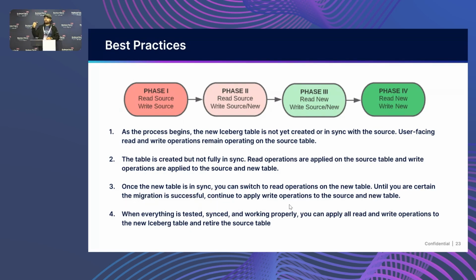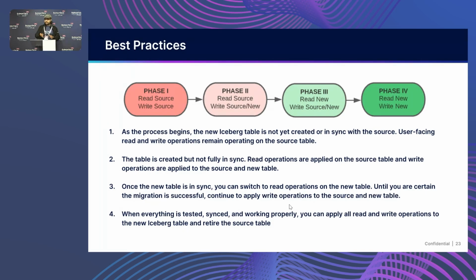Now you would switch over all your readers to only read from the Iceberg table, but you'd still write to both tables just in case. So if any issues come up, you still have that backup, your old table. And once you're 100% sure everything's running smoothly and you can support it, you can pull the plug on that old table and move on, save all that storage, and get rid of all the stuff you don't need anymore.